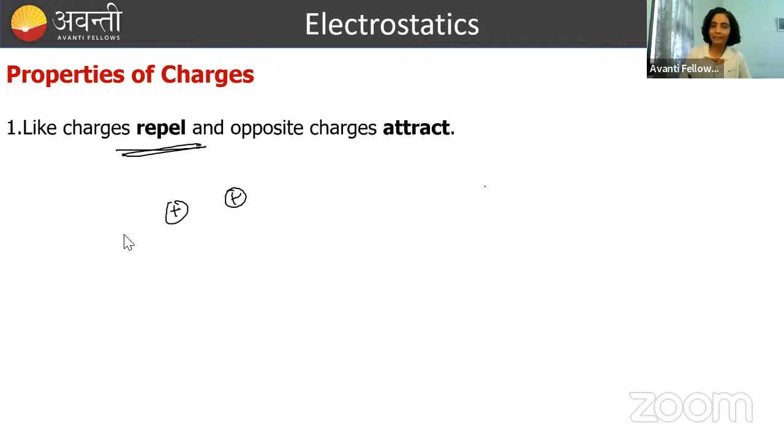in the vicinity, in the surrounding, then they will repel each other. If there are two negative charges, they will repel each other. If one is positive, another is negative, separated by certain distance, they will attract. These things came from the experiments that scientists performed at various times or years. ठीक है, तो ये हमें पता है कि like charges repel and opposite charges attract.